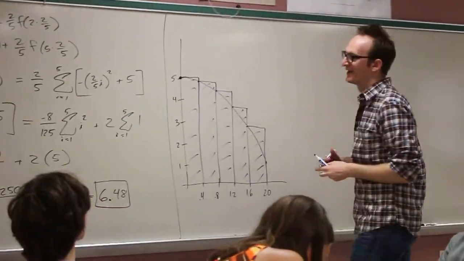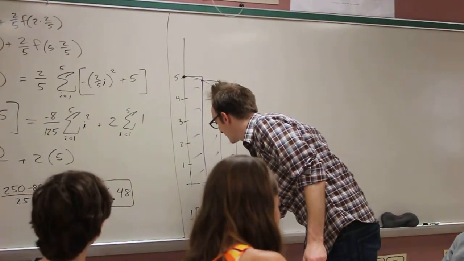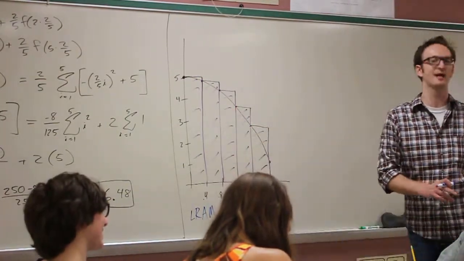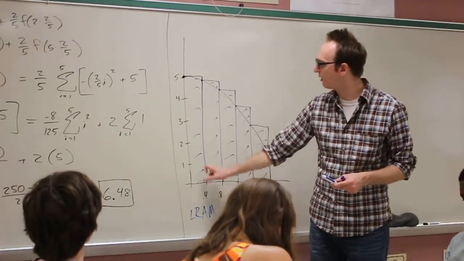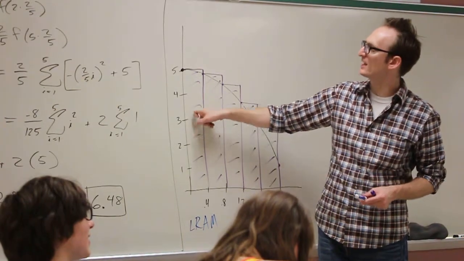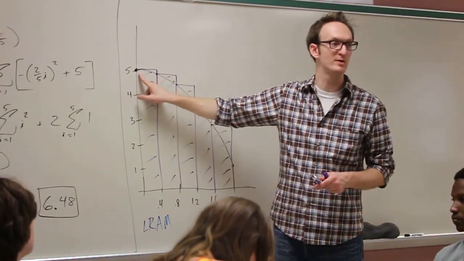Sandeep, what do you think this is called over here? The left rectangular approximation. Yes, this is LRAM, the left rectangular approximation method. We're still approximating area using rectangles, but now for each subinterval, the height of the rectangle is determined by the value of the function at the left endpoint of the subinterval.